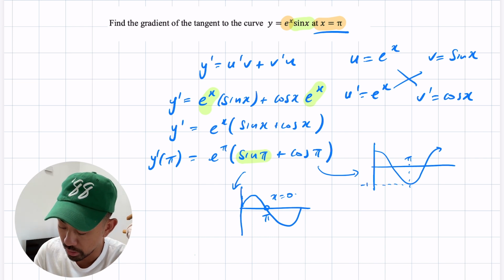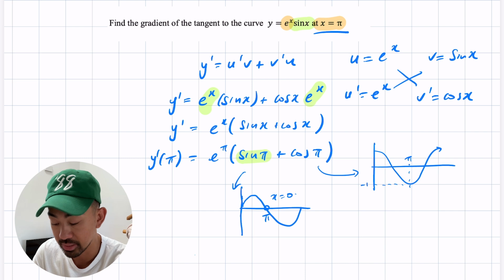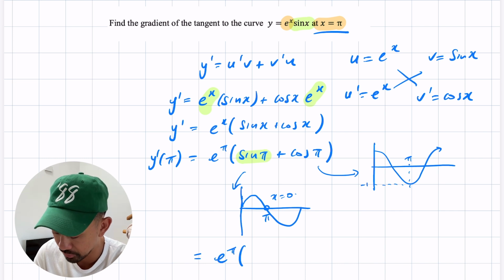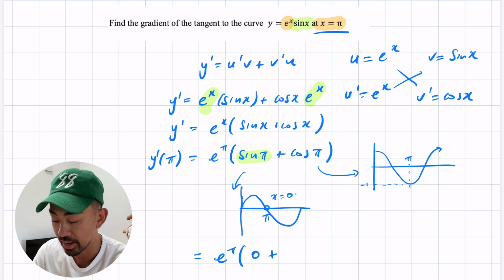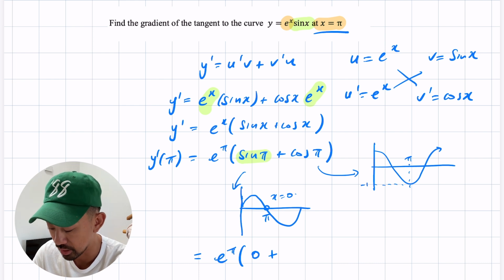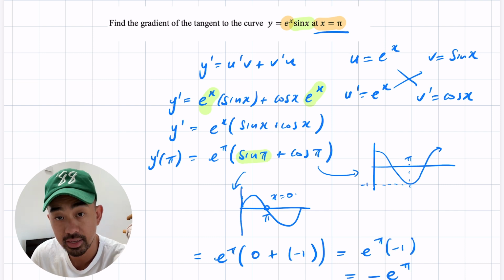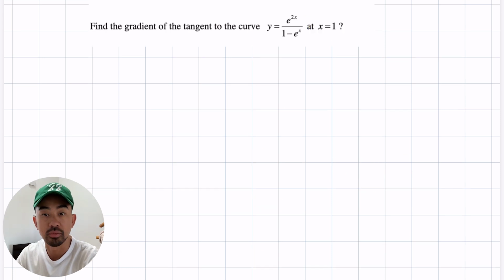But when x is equal to pi, sine pi is 0, as you can see. So we're going to have e to the pi times 0 plus, and cos pi is -1. So we just have plus -1. So that's going to simplify to e to the pi times -1. So my gradient is minus e to the power of pi. Okay, so let's do this question.